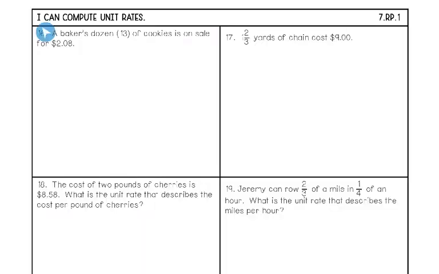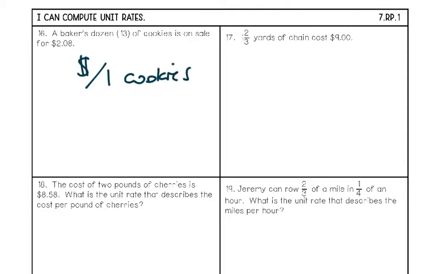This next section is all about computing unit rate. So 16 says a baker's dozen, which is 13. A baker's dozen is different than a regular dozen. A baker's dozen is 13 of cookies is on sale for $2.08. So when I find the unit rate for this, I want to know how much one cookie costs. So when you see unit rate, you should think divide, and then the order matters. So I always want to look at dollars per one. So in this case, one cookie.